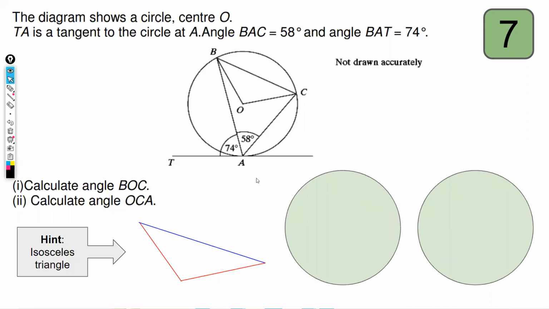Now, I don't want to give away the second part, right? But the first part was BOC. B to O to C. It's always the middle letter, but it's in this direction this time, right? B to O to C, no, not the other side, this side.